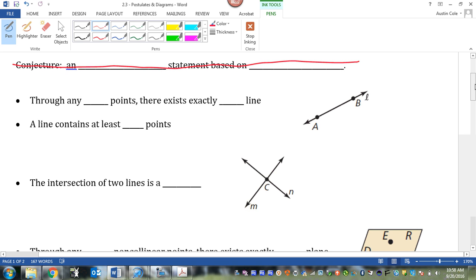So what we're doing is postulates. Get out your notes from chapter 1. Remember what a postulate is. Everybody got their notes? Everybody try to find postulate in our chapter 1 book. It's in there somewhere.